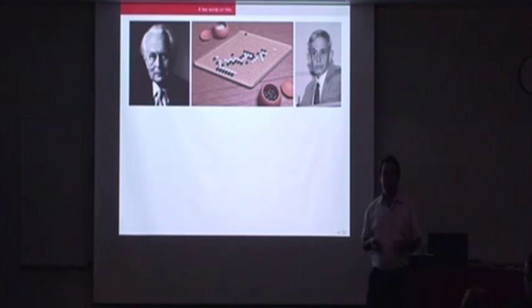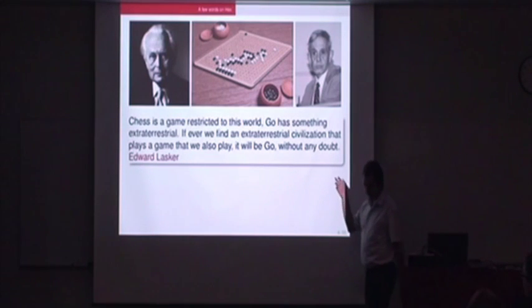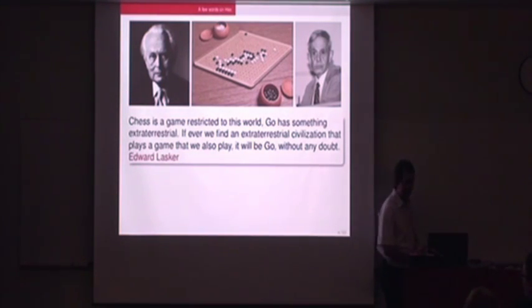What makes it appealing to humans? Well, the rules are really simple. It's really a clean game. And another game that's really clean is the game of Go. And as chess grandmaster Edward Lasker used to say in the early 20th century, chess is a game restricted to this world, and Go has something extraterrestrial. If we ever find an extraterrestrial civilization that plays a game that we also play, it will be Go, without any doubt. So why did he say that?